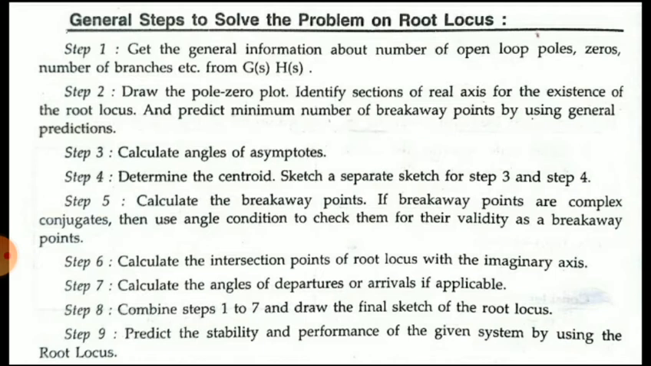Step number 3, calculate angle of asymptotes. Step number 4, determine the centroid. Sketch a separate sketch for step number 3 and step number 4. Step number 5, calculate the breakaway points. If breakaway points are complex conjugates, then use angle condition to check them for their validity as a breakaway point.